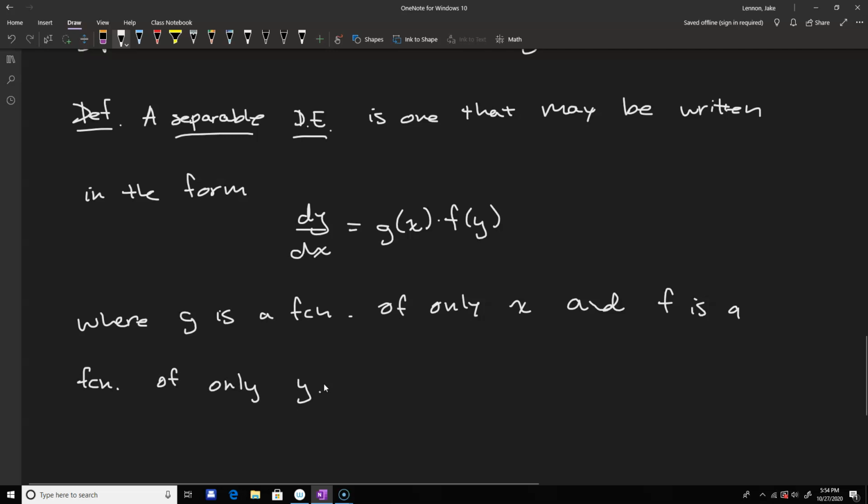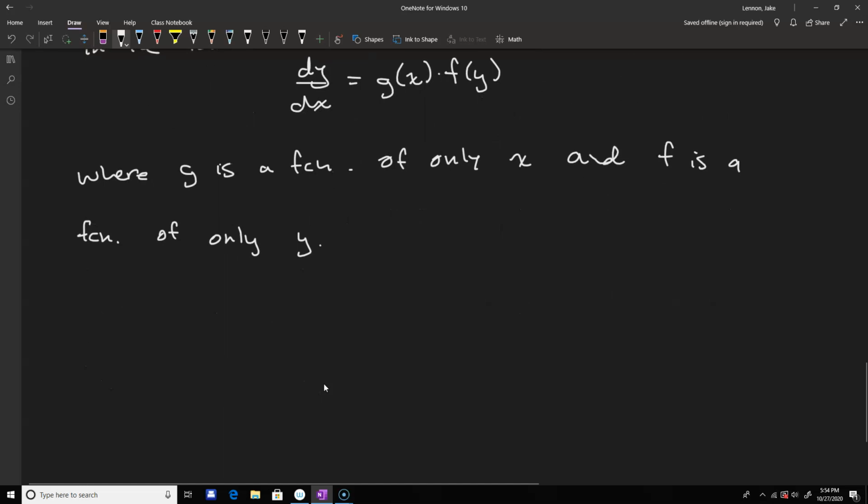So again, like with most things, we have the definition. We kind of understand the technique, but the only real way you're going to master the technique is by going through lots of examples. So let's go ahead and do that.